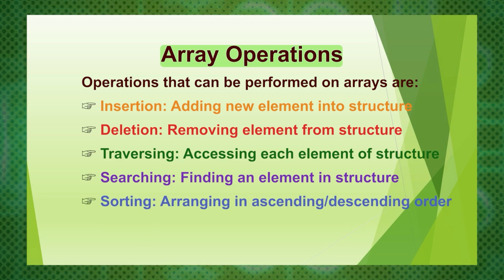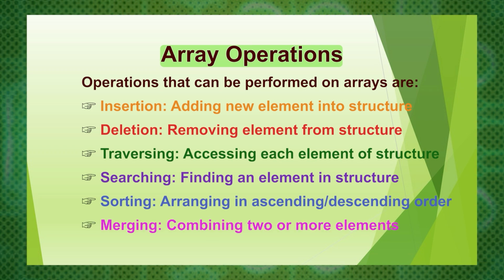And whenever we want to arrange the elements of the array in increasing or decreasing order, this operation is called a sorting operation. Apart from that, we can merge two or more arrays together, and this operation is called a merging operation. So all of these operations can be easily performed on an array. But as far as this session is concerned, we will be discussing only the traversing operation.